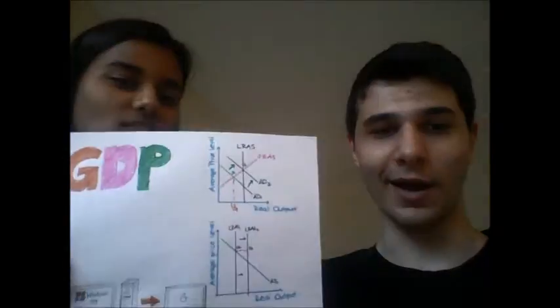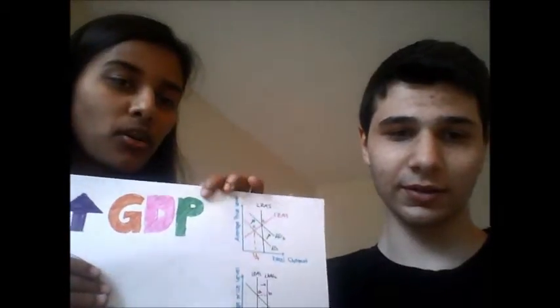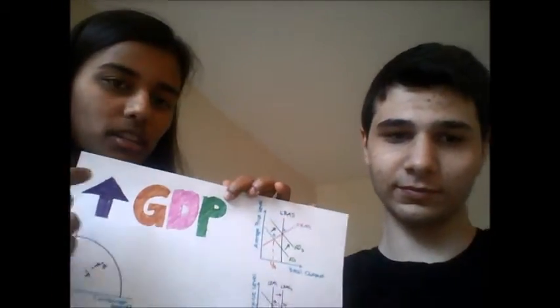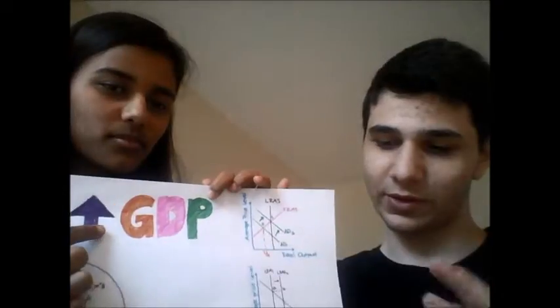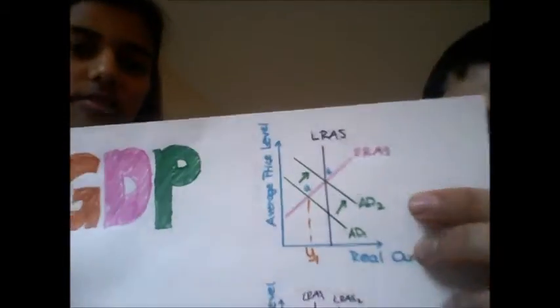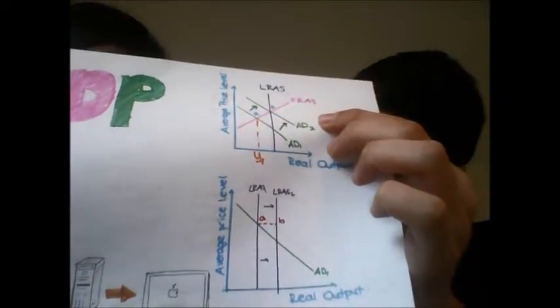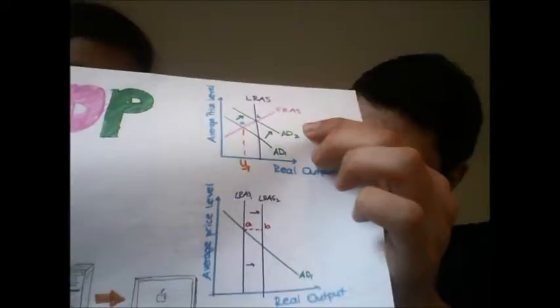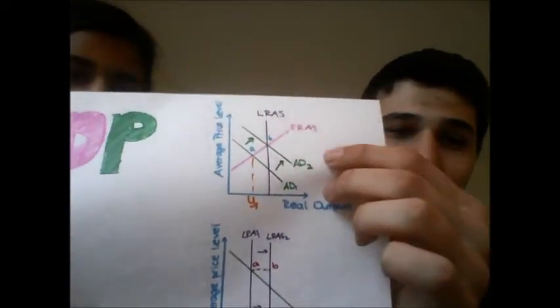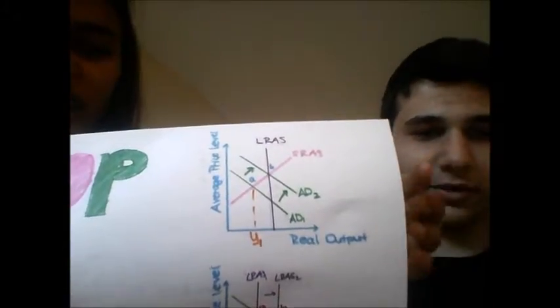We are going to talk about economic growth. Here, growth means an increase in GDP, as you can see here. As you can see here, AD, economic growth causes an increase in AD, aggregate demand. So as you can see on the graph, the AD curve shifts to the right.